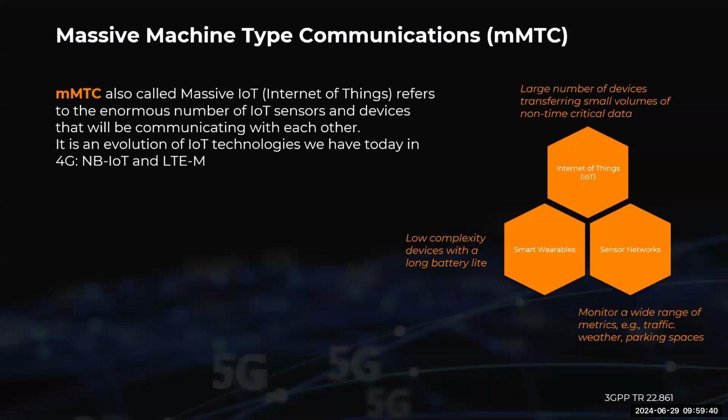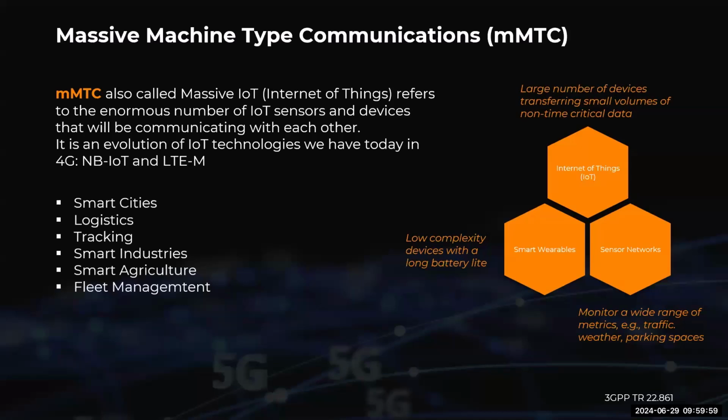And in the next session, probably for 5G, on a deeper discussion, you will hear the term RedCap, no? RedCap 5G. That means reduced capability of 5G. It's similar to narrowband IoT and LTE-M. So these are applicable to smart cities, logistics like smart ports, warehousing, tracking, smart industries, smart agriculture, and fleet management. And mMTC is efficient and low-cost communications with deep coverage.